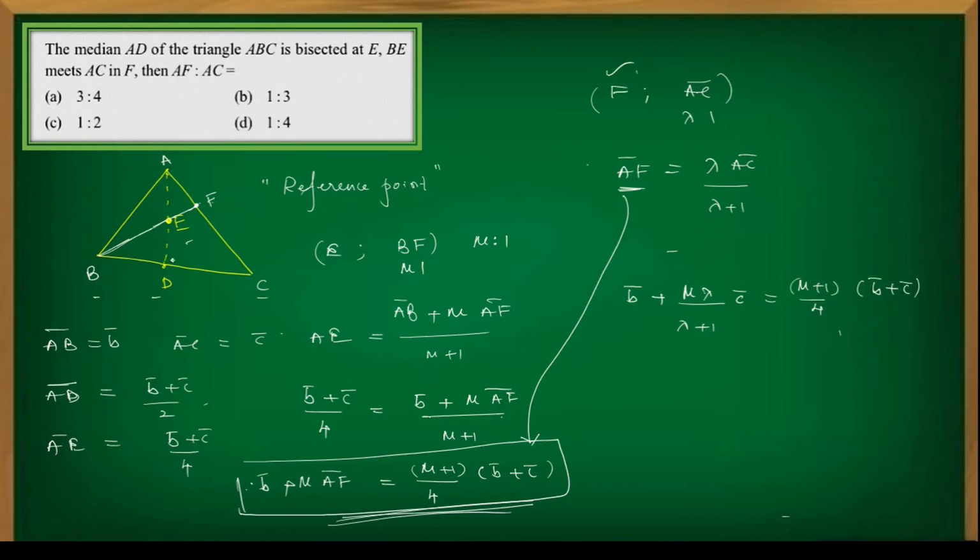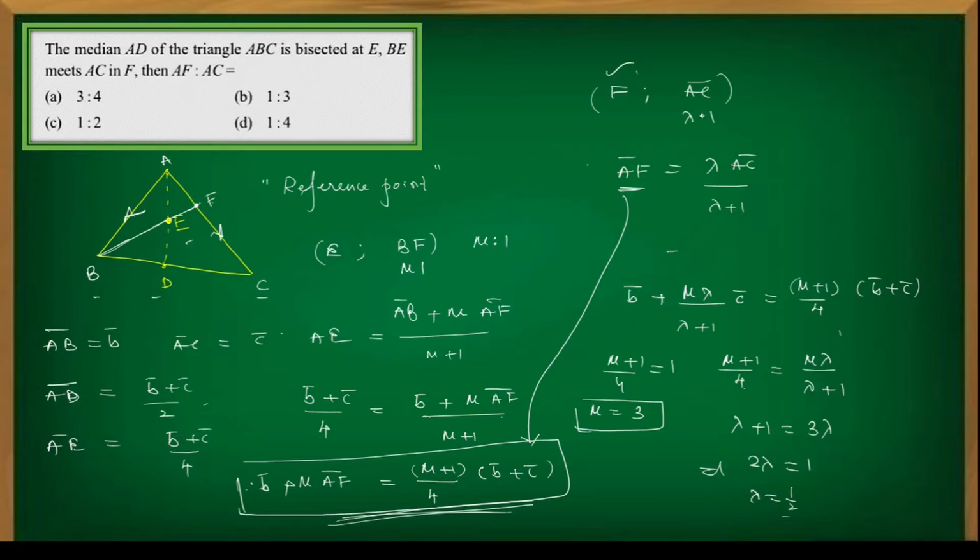Now they are non-collinear vectors. You know, B bar and C bar are non-collinear vectors, so you can compare them directly. So the B bar coefficient is (mu plus 1) by 4; the left-hand side is 1. So mu is equal to 4 minus 1, 3. You got mu equal to 3. Correct. Now the C bar coefficient (mu plus 1) by 4 is equal to mu lambda by lambda plus 1. But mu is 3 here, so 3 plus 1 is 4, by 4, 1. So lambda plus 1 is equal to 3 lambda. So 3 lambda minus lambda, 2 lambda, is equal to 1. So you got the lambda value 1 by 2.